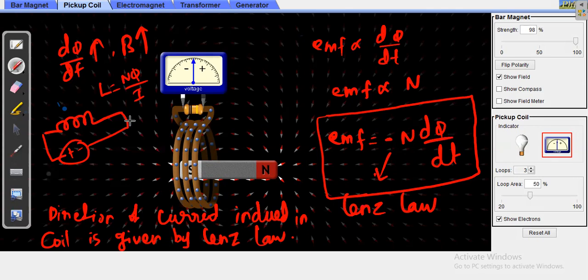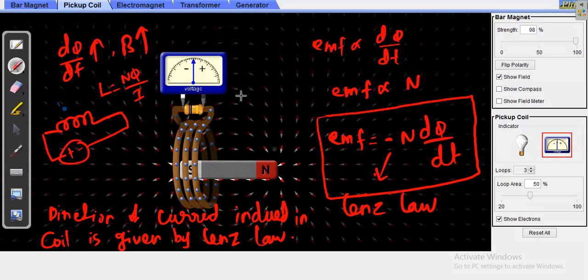Please don't get confused because both are of opposite nature. In case of an inductor, you are supplying the energy, then finally you are getting the magnetic field. Here, you are supplying the magnetic field and finally you are getting voltage. Please don't get confused. These are all separate formulas. You have to remember.